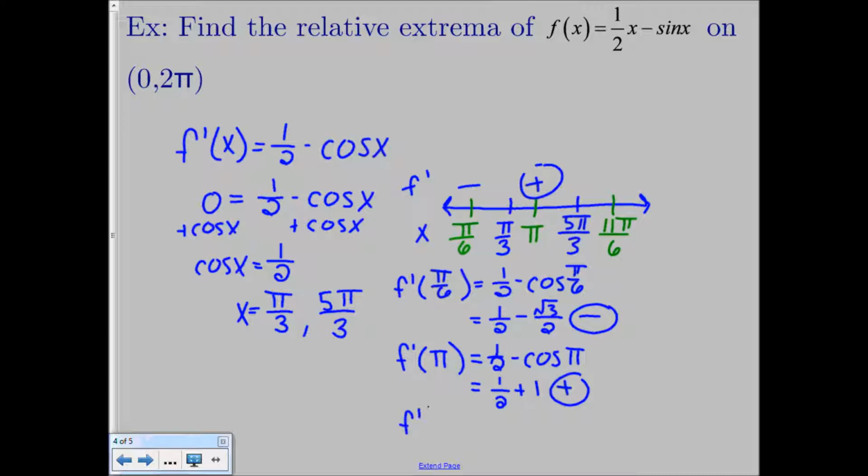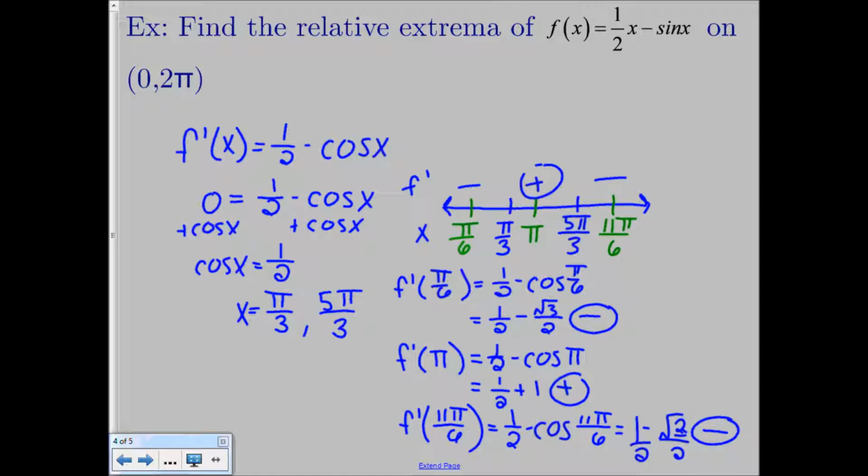And then we'll do f prime of 11 pi over 6. Okay, so 11 pi over 6 is going to be 1/2 minus the cosine of 11 pi over 6. And the cosine of 11 pi over 6 is also going to be root 3 over 2. And it's a positive root 3 over 2 because it's in the fourth quadrant, so we know our cosine values are positive. Since root 3 over 2 is bigger than 1/2, we're going to get a negative number here, so we'll put a negative sign up here on our sign chart.